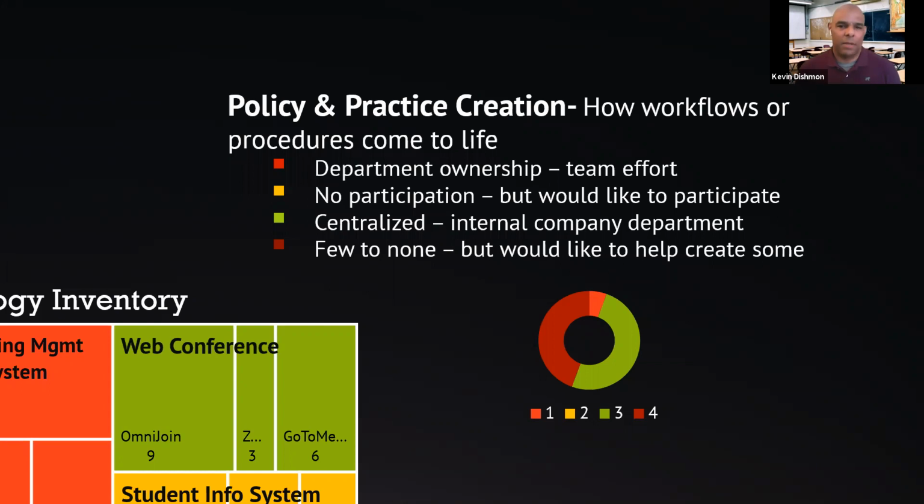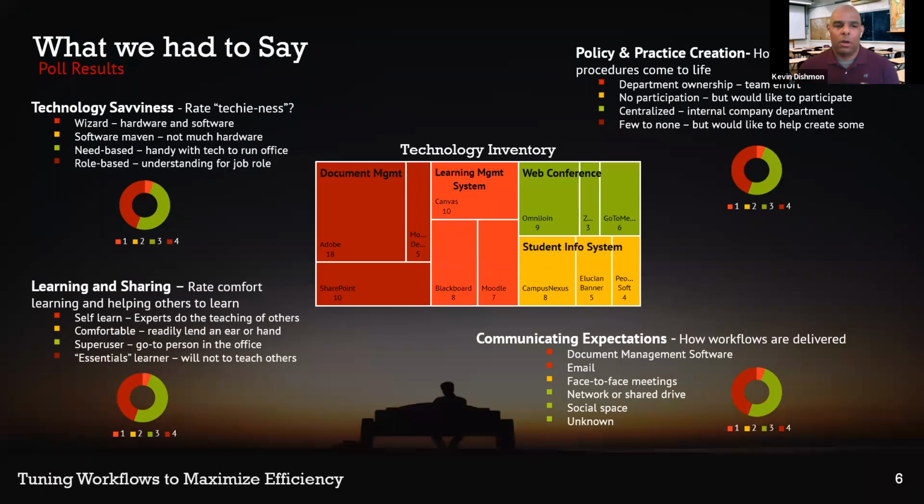So some of these things we talk about today, these are the kind of questions just to get you thinking about where you are in that workflow system, and where you might want to step in and have greater impact, more input into how workflows come together.